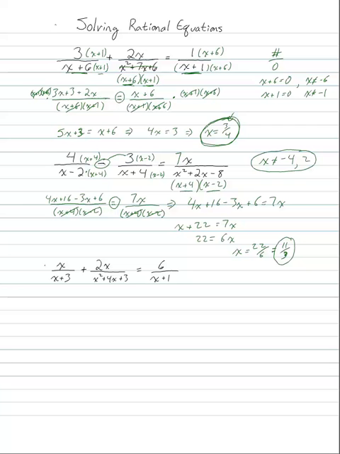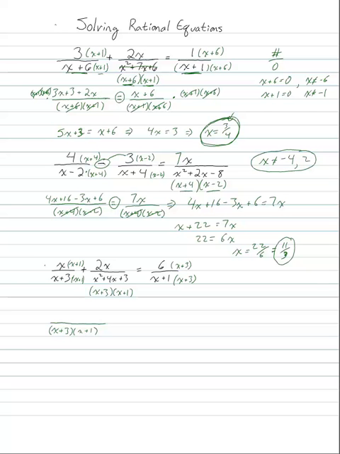So I have x over x plus 3, plus 2x over x squared plus 4x plus 3, equals 6 over x plus 1. Okay, so again I'm going to factor: x plus 3, x plus 1. It does generally always turn out to be the other two factors. And I'm going to try to write with a common denominator. So x plus 3, x plus 1. Therefore, on my first one, I'm going to multiply by x plus 1. The second one has both parts. The third one is going to need an x plus 3.